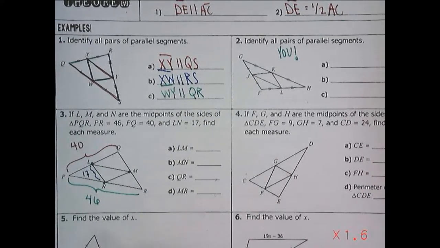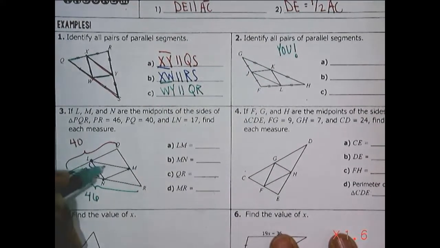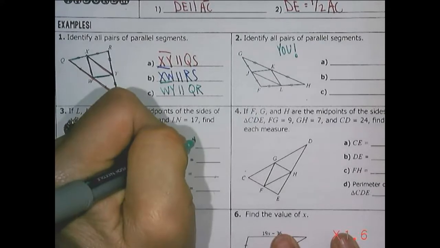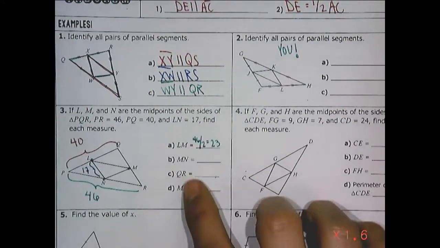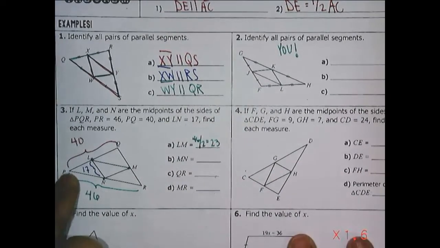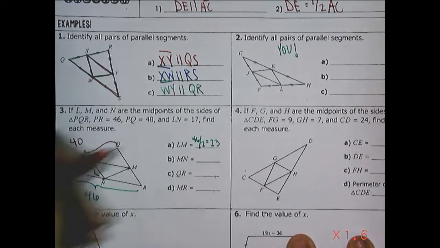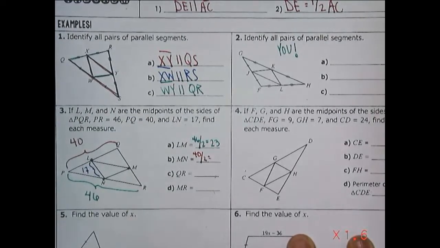All right, well, if PR is 46, in order to find LM, we would need to take 46 and divide it by 2, and we would get 23. All right, for MN, I would need to look right here at PQ and see that PQ is 40. I would divide it by 2 and see that MN is 20.